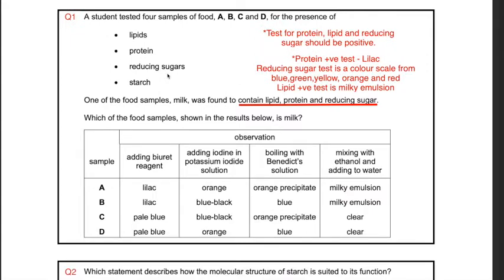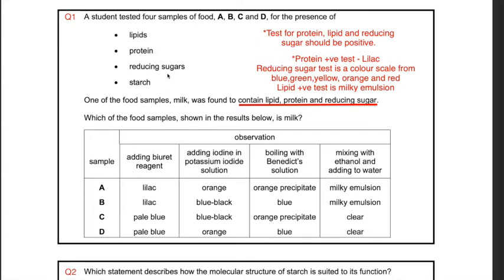Question 1. A student tested 4 samples of food A, B, C and D for the presence of lipids, protein, reducing sugars and starch. One of the food samples, milk, was found to contain lipid, protein and reducing sugar. Which of the food samples shown in the results below is milk? The food sample, which is milk, only contains lipid, protein and reducing sugar, whereas no starch is present.